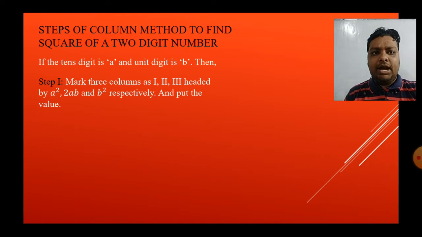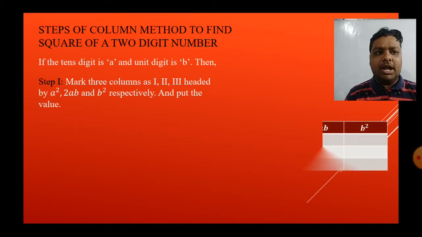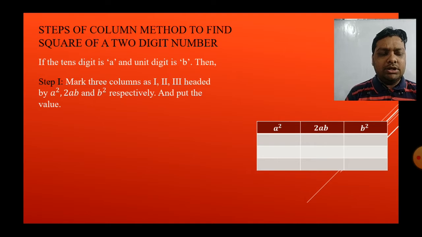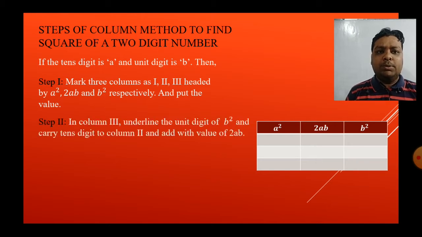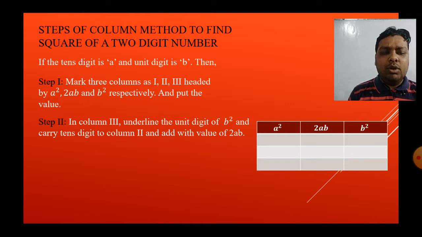After that we will make a column like this. You can see A square in the first column, 2AB in the middle column and B square in the last column. Then under the three columns we will put the values of A and B. Step 2: we start from column 3. We find the B square value and underline only its unit digit, and the tens digit is transferred to column 2 and added to the value of 2AB.